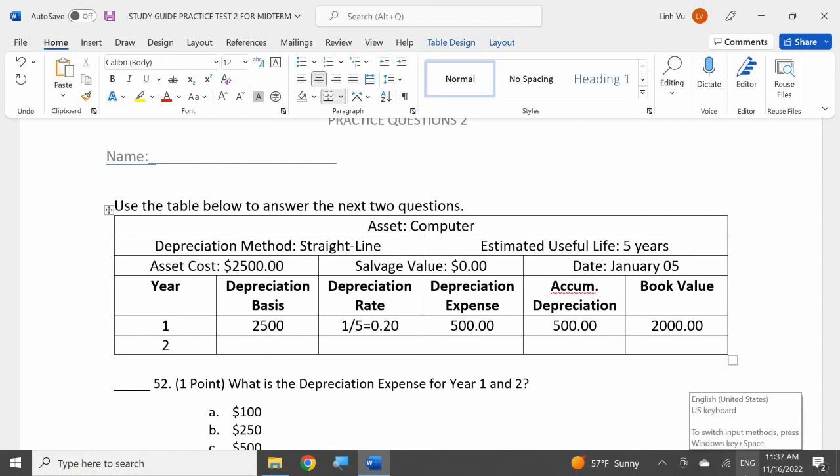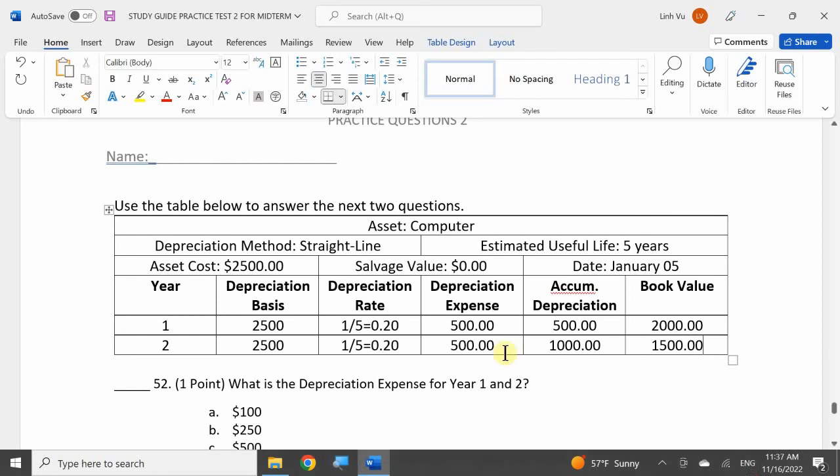What about the second year? What's the depreciation basis? It's your asset cost of $2,500 minus salvage value, which gives you the same $2,500. Your rate is also 1 over the estimated useful life, another 20%. 20% of $2,500 gives you another $500. However, since in the first year you already depreciated $500, you're going to add another $500 to give you a total of $1,000 of accumulated depreciation. So your book value should be $2,500 minus $1,000, which gives you $1,500.